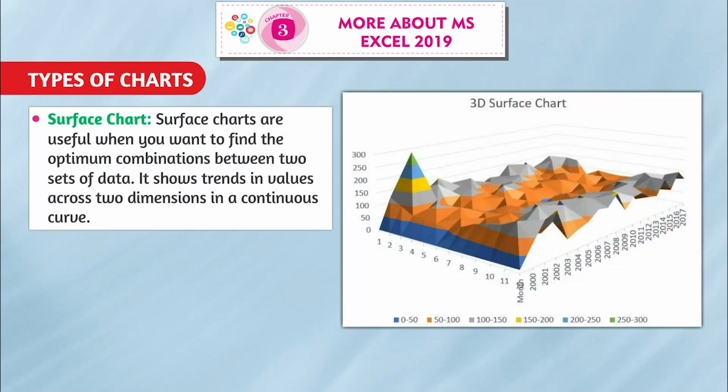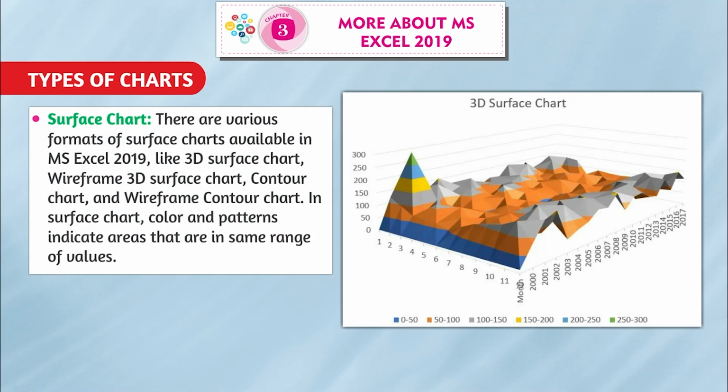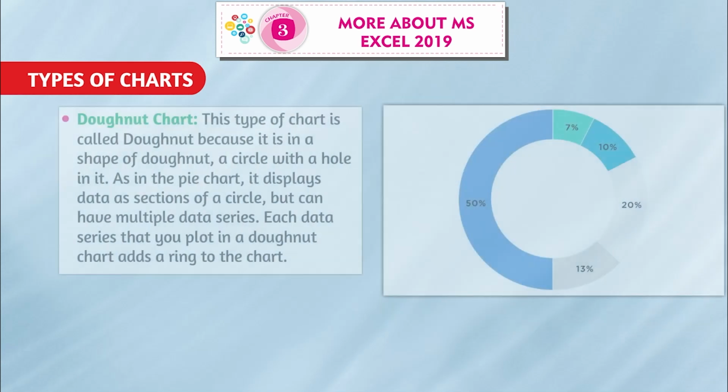Surface chart. Surface charts are useful when you want to find the optimum combinations between two sets of data. It shows trends in values across two dimensions in a continuous curve. There are various formats of surface charts available in MS Excel 2019, like 3D surface chart, wireframe 3D surface chart, contour chart, and wireframe contour chart. In surface chart, color and patterns indicate areas that are in the same range of values.